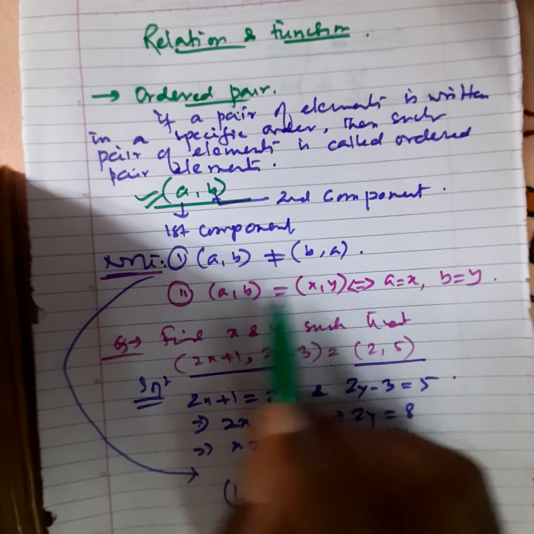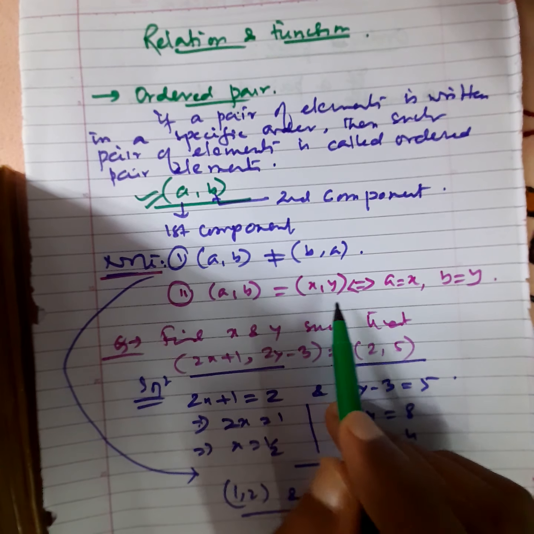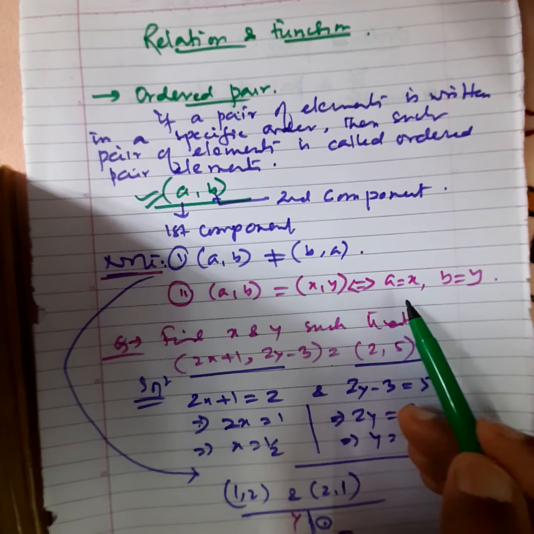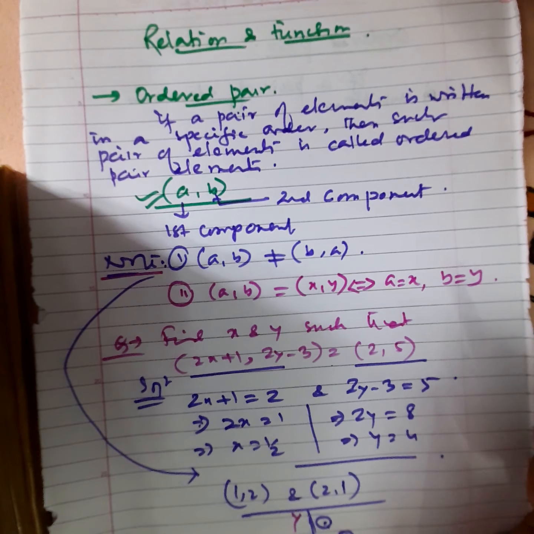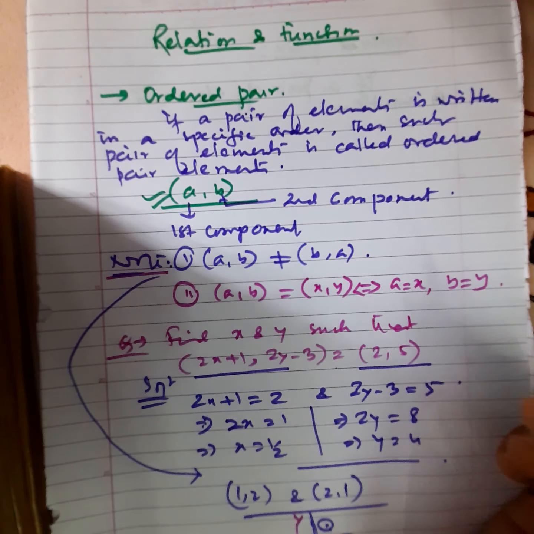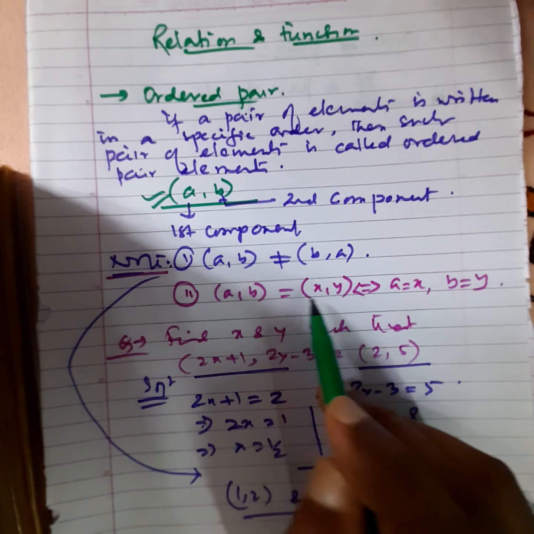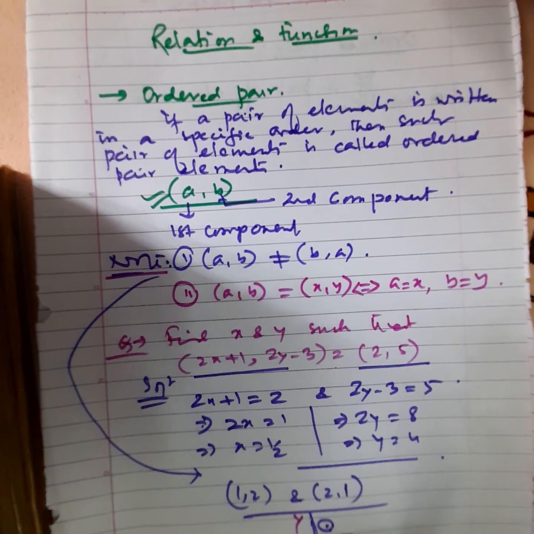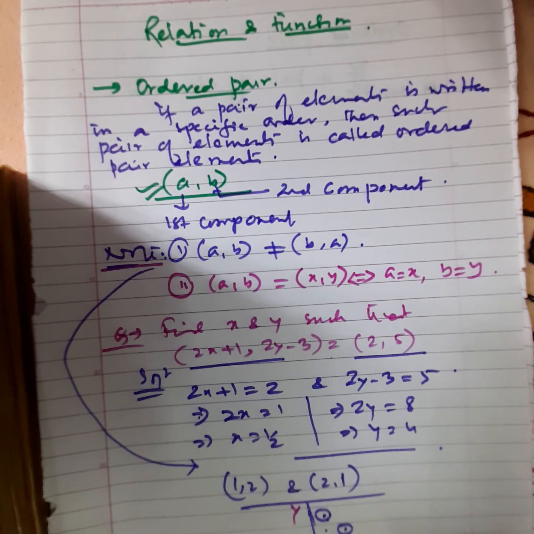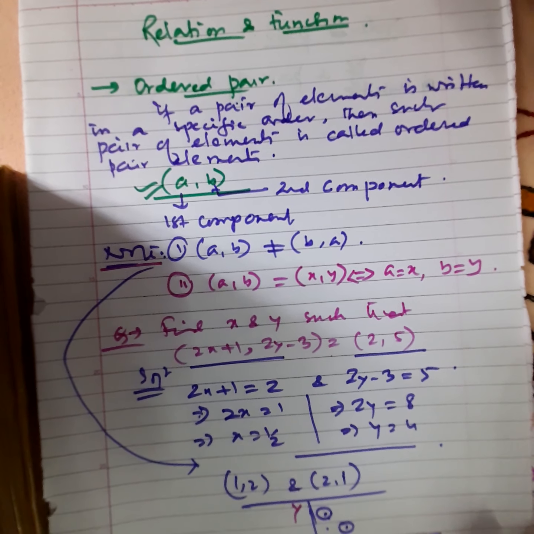to (b, a). Number 2: (a, b) is equal to (x, y) such that the first component is equal to the first component and the second component is equal to the second component, that is, a is equal to x and b is equal to y. If and only if this condition is satisfied can we say two ordered pairs are the same.